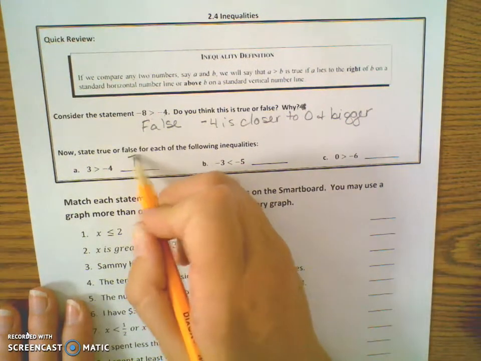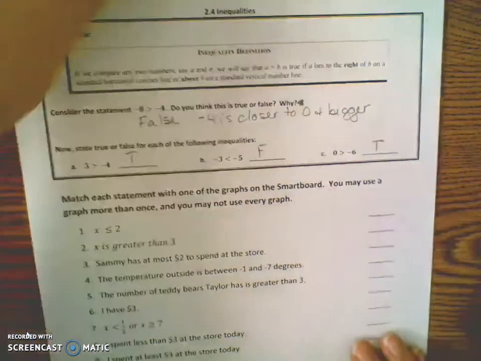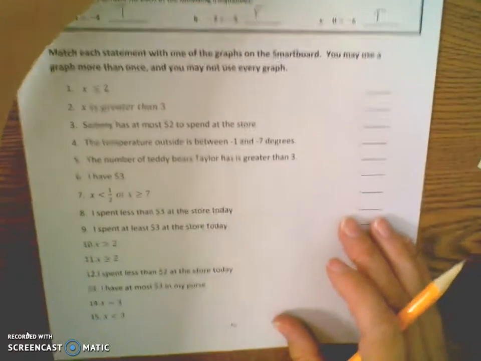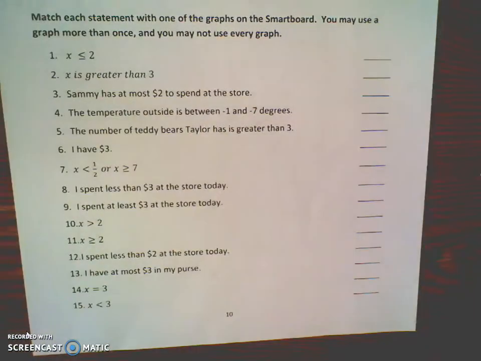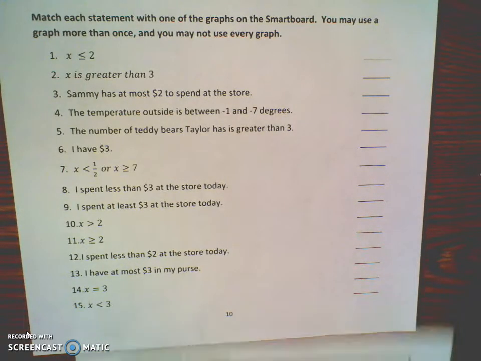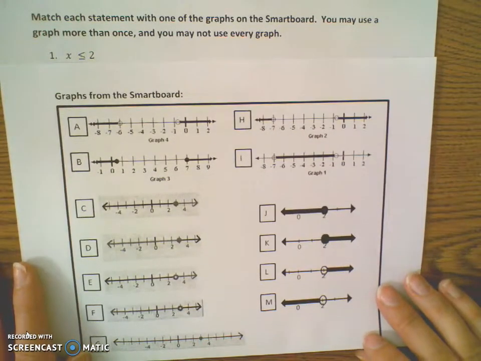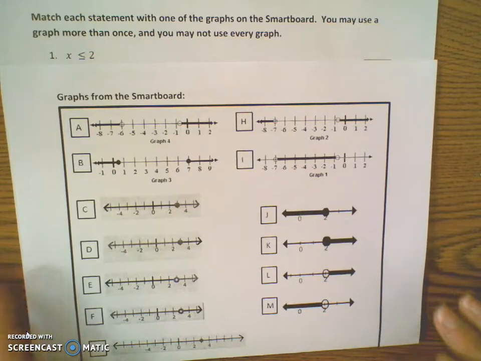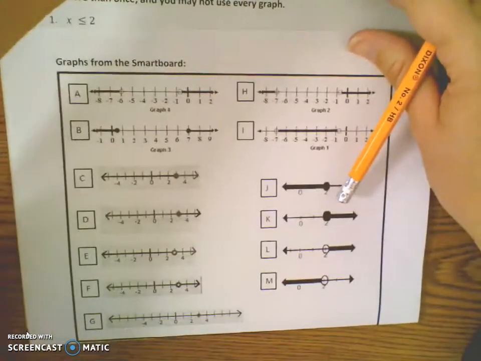All right, so our answers here were true, false, and true. Now we're going to be matching some statements with graphs. It says graphs on the smartboard, but we're really using the graphs that are on the next page over there. So I'm going to put mine right here so we can see them as we are working. And please note that it says you can use a graph more than once, and there are some graphs that we might not use at all.